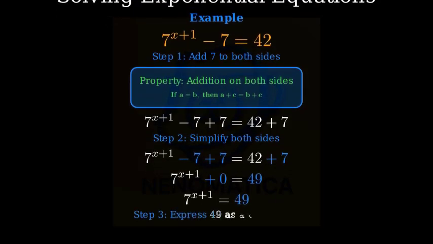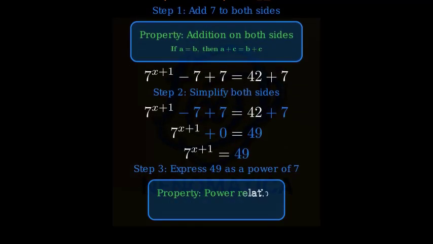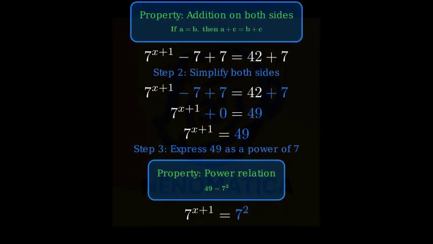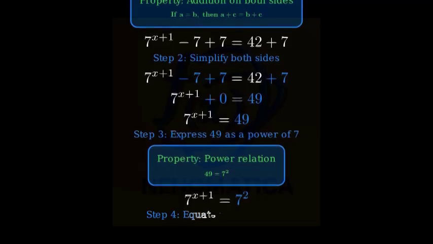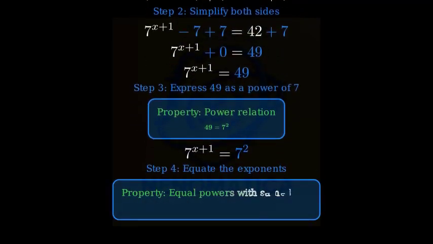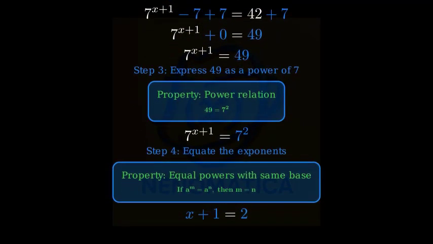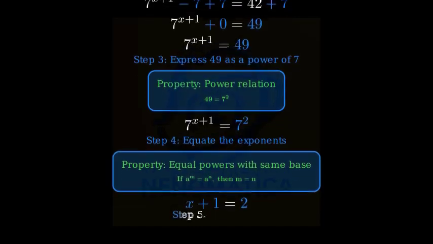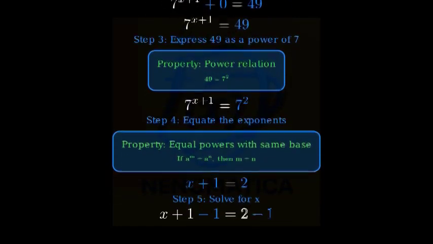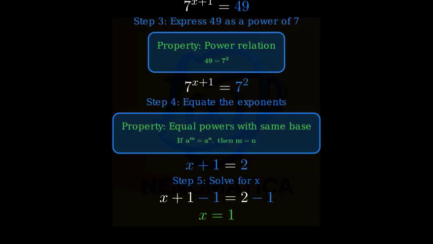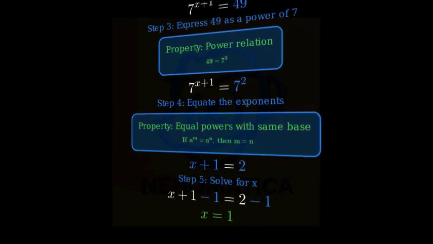Now, we notice that 49 is equal to 7 squared. This gives us a key insight for solving the equation. When we have equal bases with exponents, we can equate the exponents. So, x plus 1 equals 2. Finally, we can solve for x by subtracting 1 from both sides. This gives us x equals 1, which is our solution.